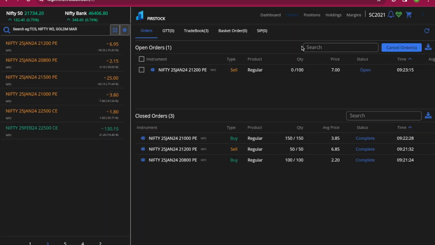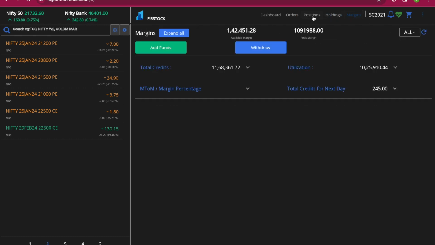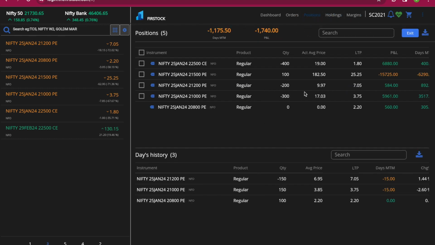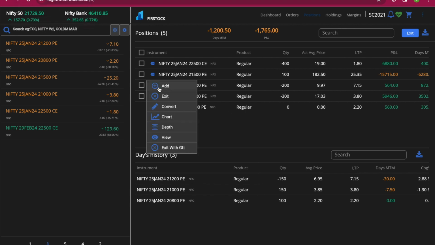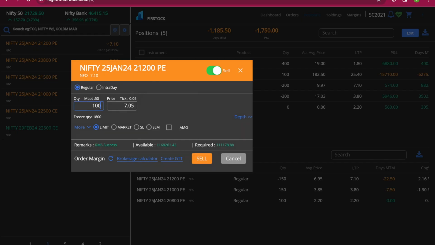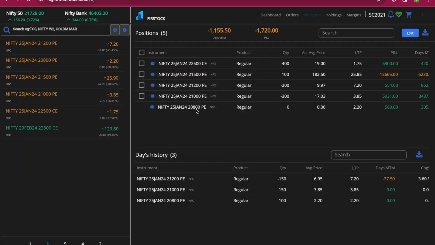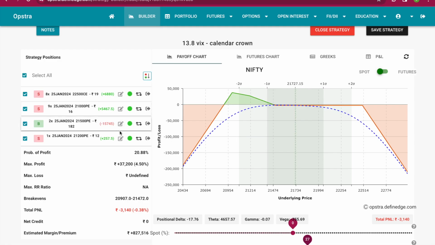Okay, it got triggered. Let's check the margin, like 1 lakh margin left. Now this is 9.97. What you can do is increase it by 100 and let's see. No, it's insufficient. The margins are insufficient.